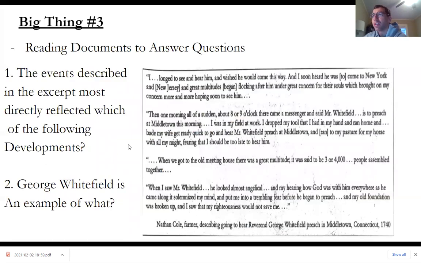And then the final thing that you need to know is making sure you understand how to read a document and being able to answer a multiple choice question.